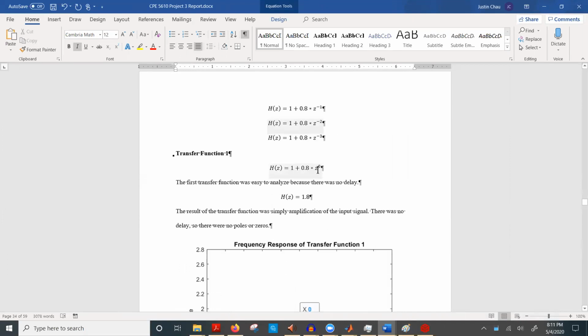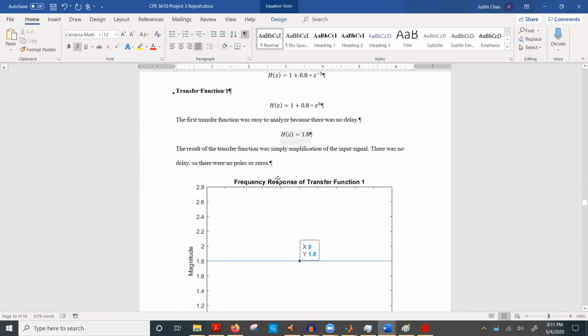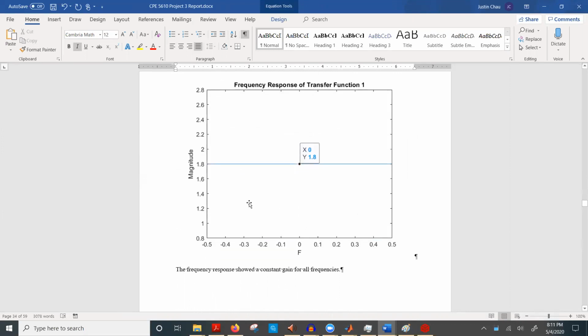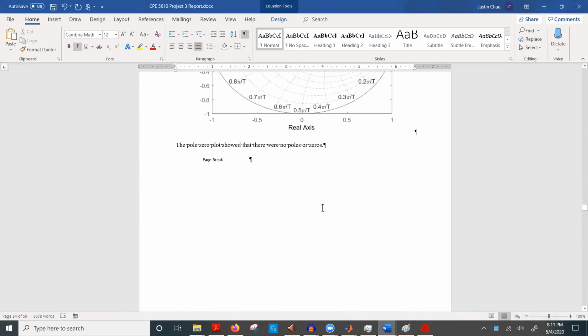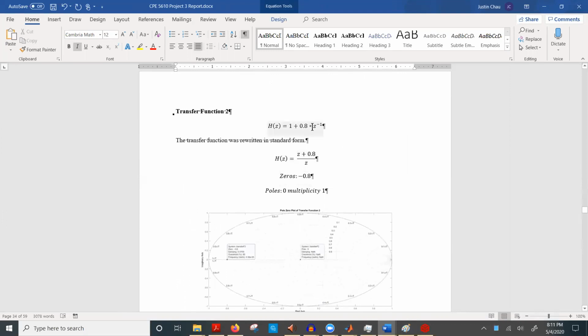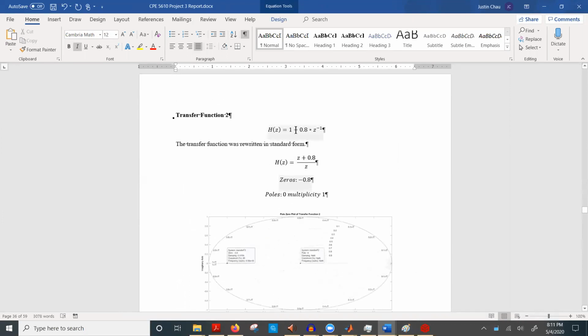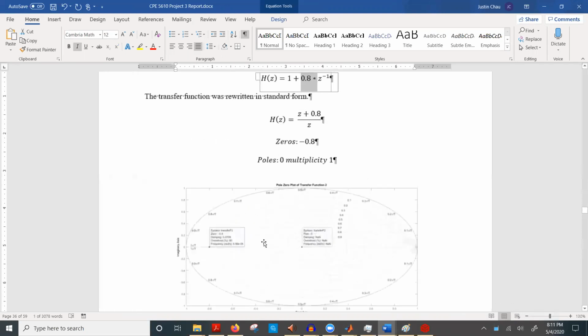Obviously if the delay is 0, then this is just going to be DC gain. There's no delay, so this is fairly straightforward. There's no poles and zeros, just simple DC gain. Now with the first value right here, we can rewrite the transfer function, and we see that we have our first zero, and it appears at negative 0.8.